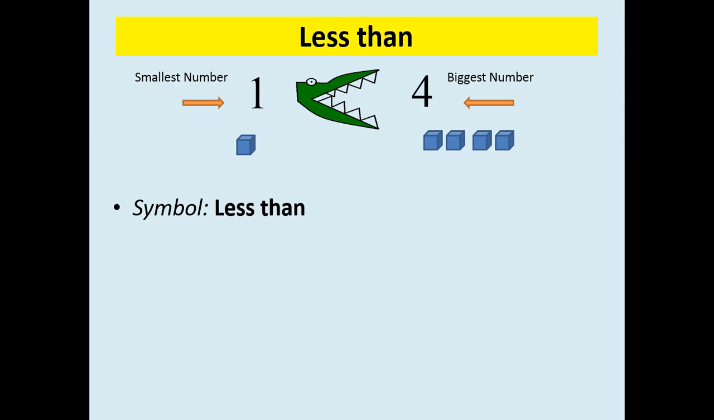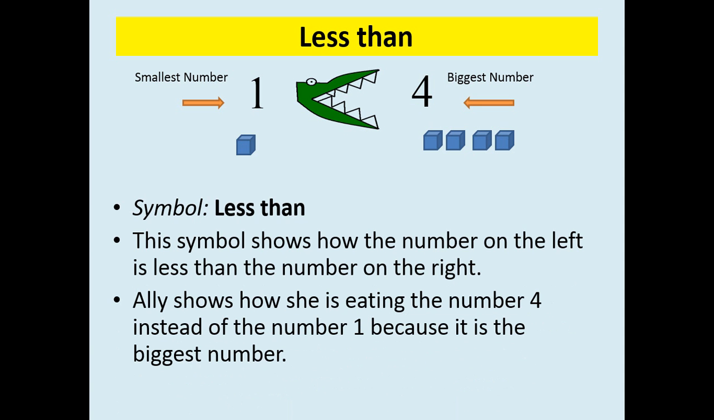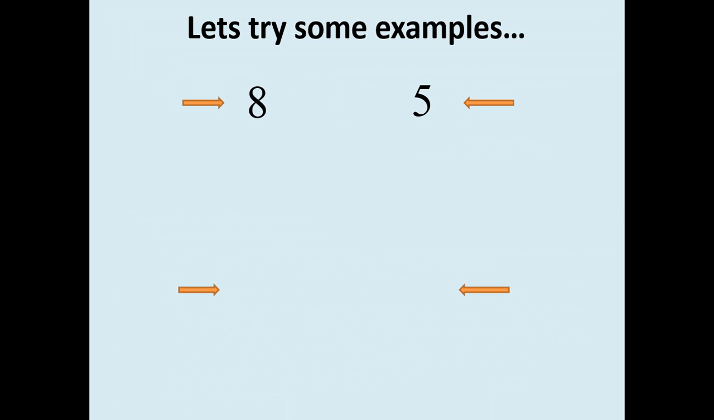The symbol I'm using is less than. This symbol shows how the number on the left is less than the number on the right. Allie shows how she's eating the number 4 instead of the number 1 because it is the biggest number. Let's try some more examples.